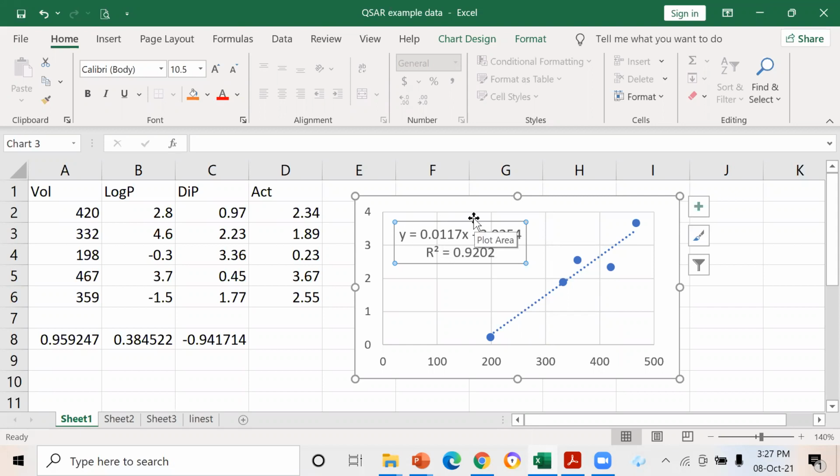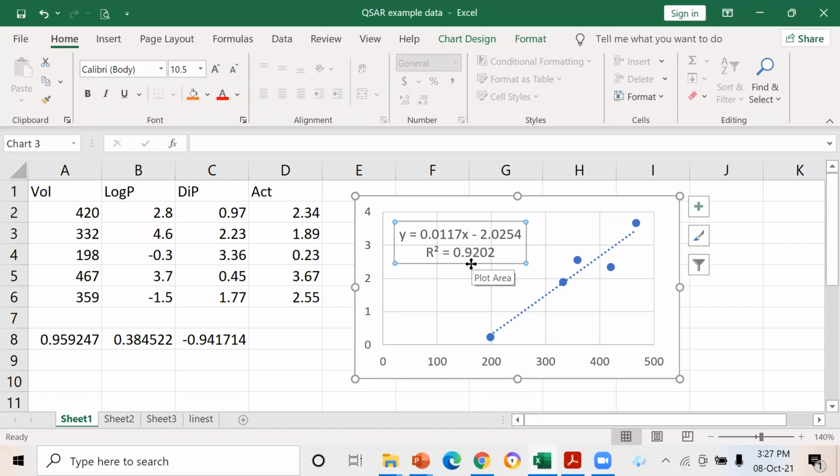So this is a QSAR. Activity equals 0.0117 volume minus 2.0254. Okay, this is a QSAR model for this set of 5 data points, and it's a good model because R square is very good.